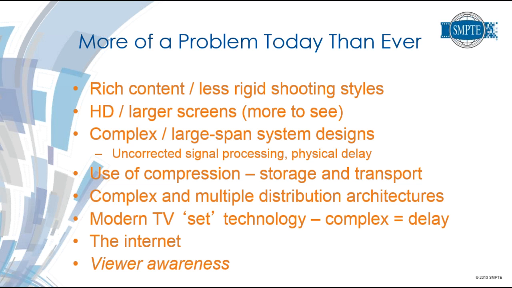TV sets today are extremely complicated. This means there's delays inside while signal processing takes place. And then if people build a home theater with a separate receiver and a separate amplifier and all this nonsense, it's really getting quite out of control at the viewer end.